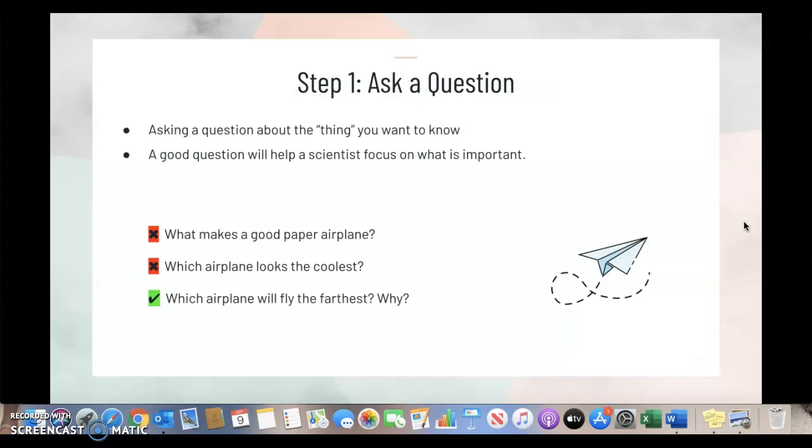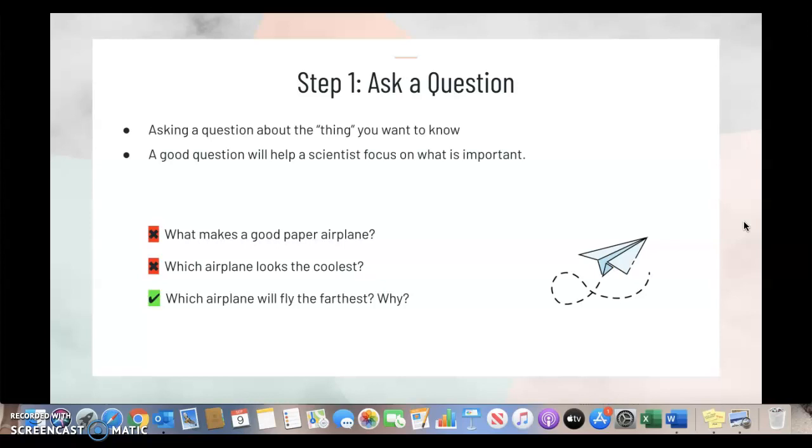So now we're just going to dive in a little bit more. So the first step of asking a question, okay? You're going to ask a question about the thing you want to know, the general topic you want to know about. Ours is paper airplanes, okay? With this, you want to make sure you ask a really good question. By that, I mean you want to ask a really specific question so not only yourself, but others know the exact thing that you are researching.